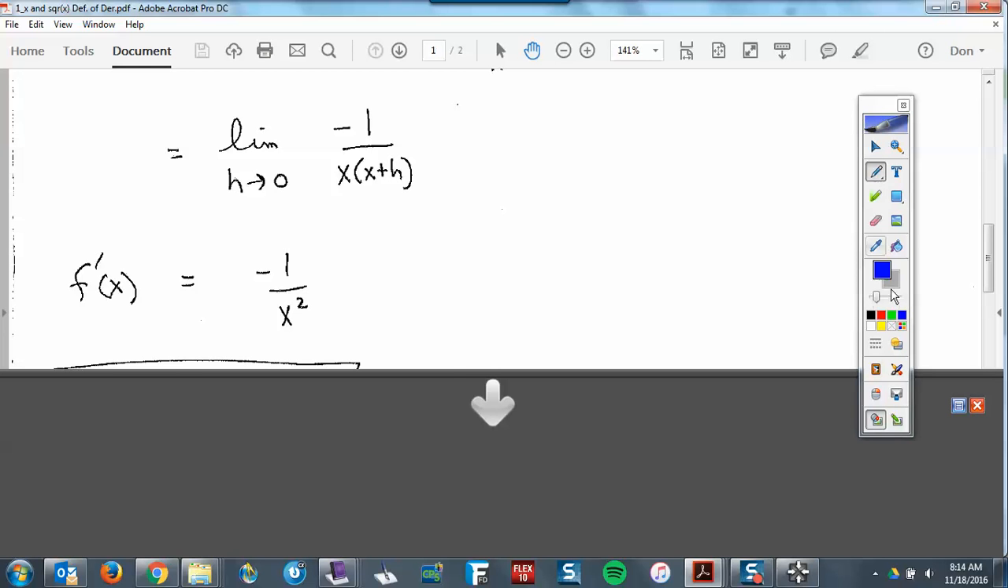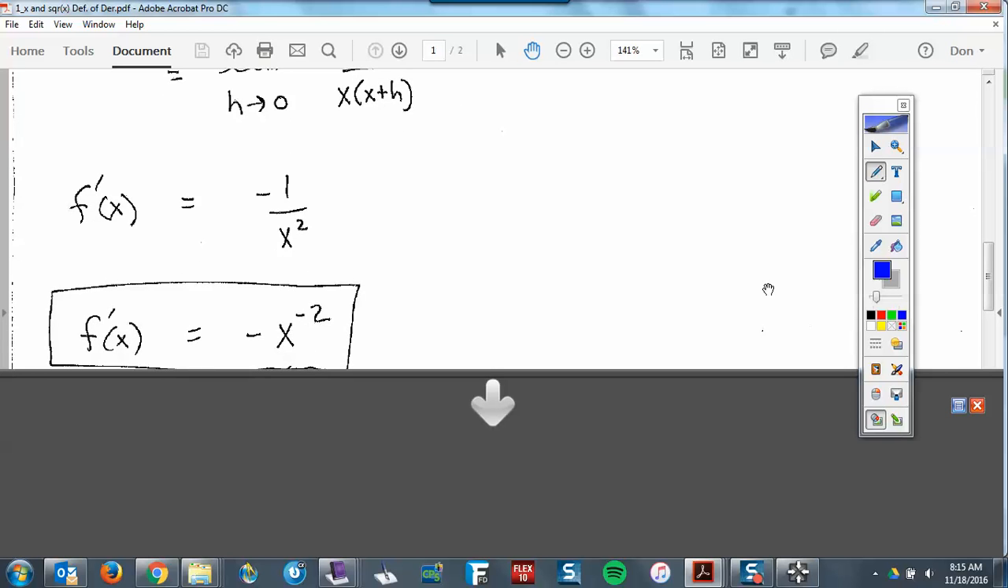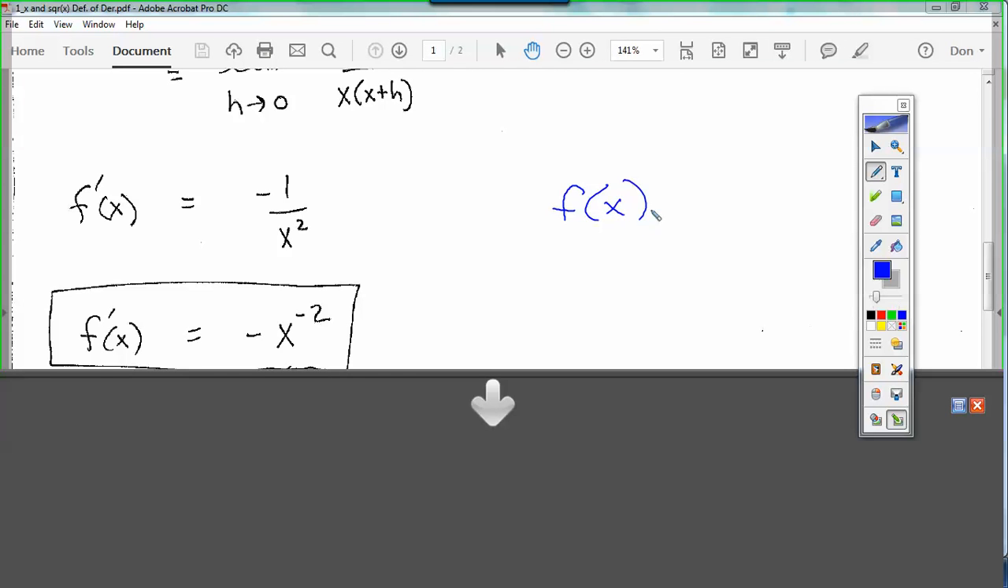Now, here's what I wanted to talk about, though. Okay? What's another way? Now, you could just stop right there. I'm fine with that. But what's another way of writing negative 1 over x squared? Right? And think about the original function. The original function f was what? Now, if we were going to use our new fancy shortcut, we can't do our fancy shortcut on this. We have to rewrite that as what? X to the negative first.